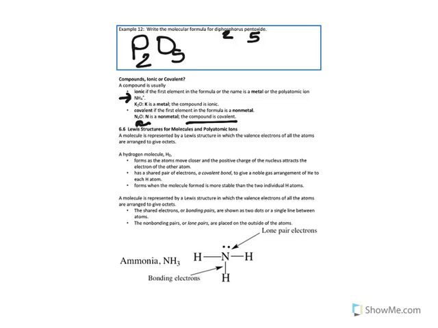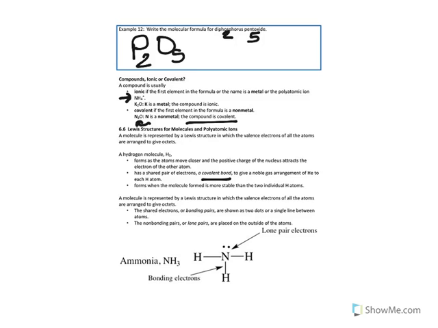For example, hydrogen. Hydrogen only likes 2 valence electrons instead of 8. A hydrogen molecule, H2, forms as the atoms move closer and closer and closer. The positive charge on the nucleus attracts the electron, which is negatively charged, on the other atom. Eventually, when they get close enough, the two electrons are shared between the two nuclei. This sharing of electrons is called a covalent bond, and it is designed to give a noble gas arrangement to each hydrogen atom. The only noble gas that has less than 8 valence electrons is helium, and it is helium that hydrogen wants to be like.